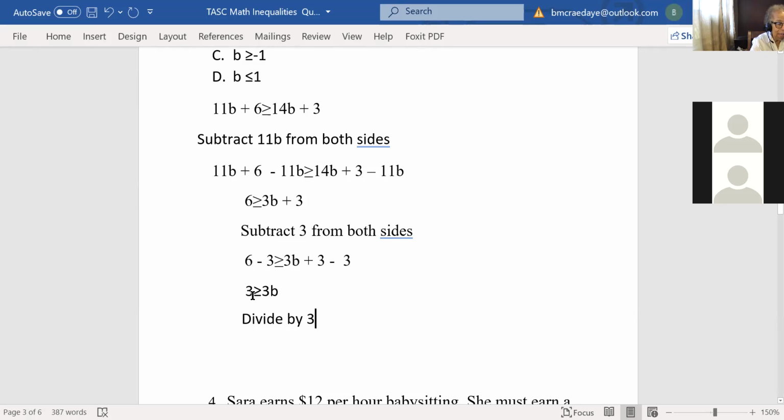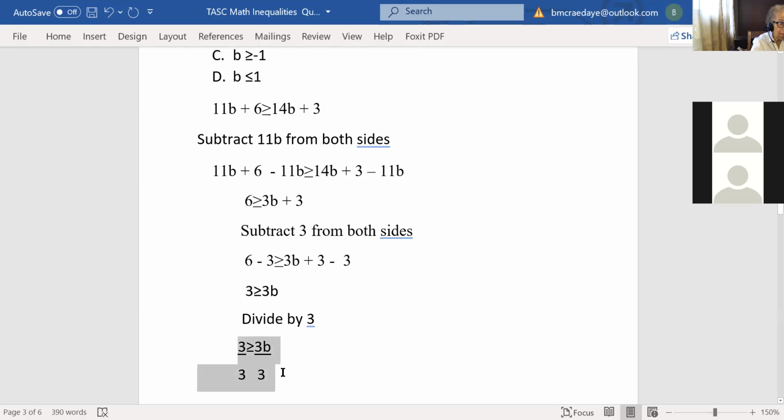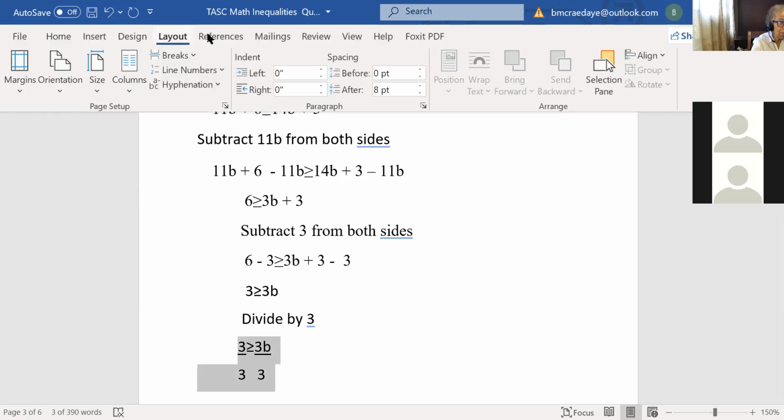So I divide by 3. Let's just take this inequality. Divide both sides by 3. So let's just do that. Okay, so we put a 3 underneath here, and we put a 3 underneath here. Also a 3. Now let's just bring that up a little closer so it's clearer.